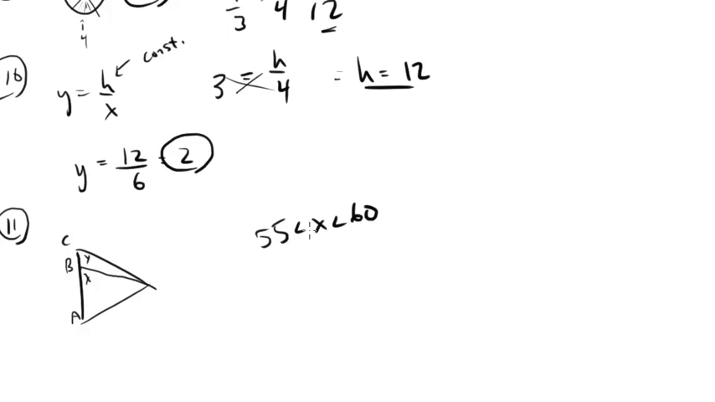Well, let's just pick a value for X. It's not less than or equal to, so it's got to be something between 55 and 60. So let's pick 57. So if X is 57, what does that leave over for Y? Well, we know X and Y are supplementary, so what's left over for Y is just going to be 180 minus 57, which is 123. So that's an answer. So we could grid that in.